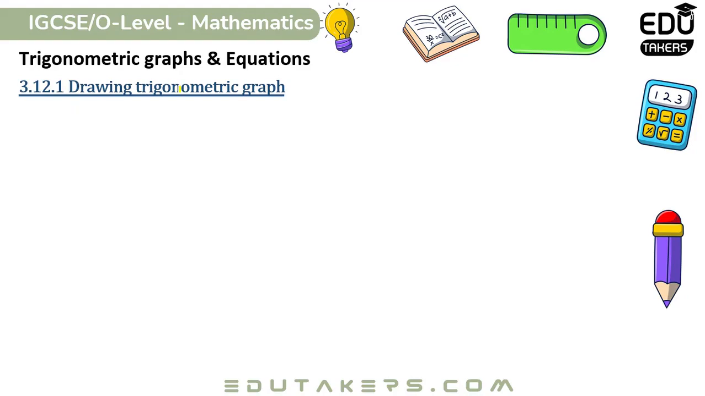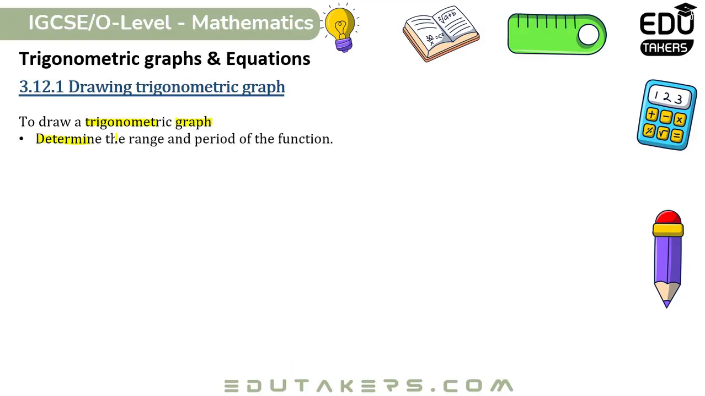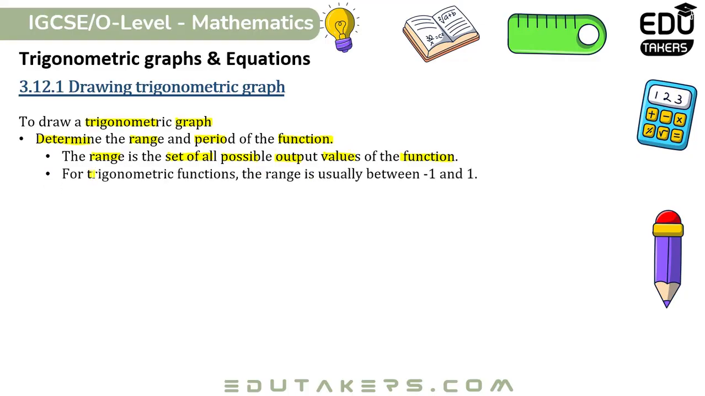Starting from drawing trigonometric graphs. To draw a trigonometric graph, determine the range and period of the function. The range is the set of all possible output values of the function. For trigonometric functions, the range is usually between -1 and 1.